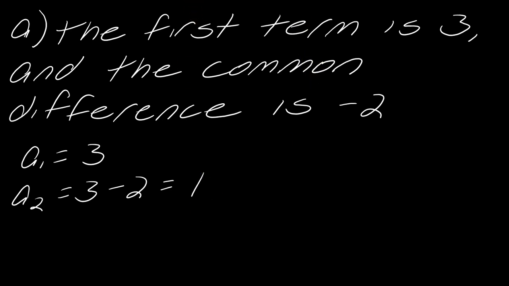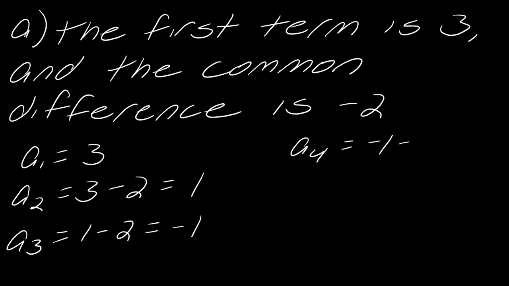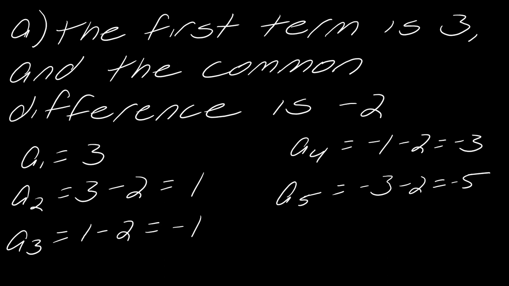So what's the next term after that? Well, I take 1 minus 2, and that's going to equal negative 1. What about the next term? Then I take negative 1 minus 2, that equals negative 3. And then you can probably tell that the last term will equal negative 5. So there are the first 5 terms of the sequence.